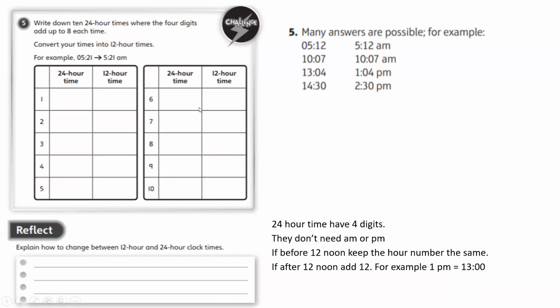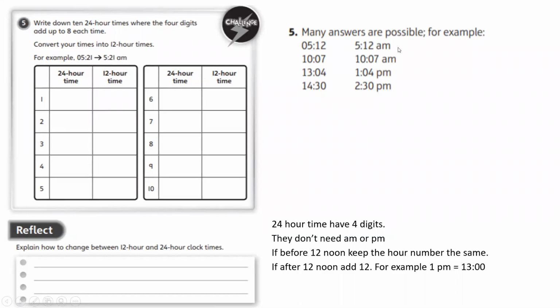Question 5, this is a fun one. Write down 10 24-hour times where the 4 digits add up to 8 each time. So we can write the times, but we also have to convert it, okay? So we'll start with the 24-hour, and then we will convert it to the 12-hour time. So it's whatever digits make 8. So here we've got a 5, a 2, and a 1. So 5 plus 2 plus 1 equals 8. So that'd be 5:21. And then if we convert that to 12-hour, that's in the morning, isn't it? 5:21 AM, and we don't need the 0 in front of it.